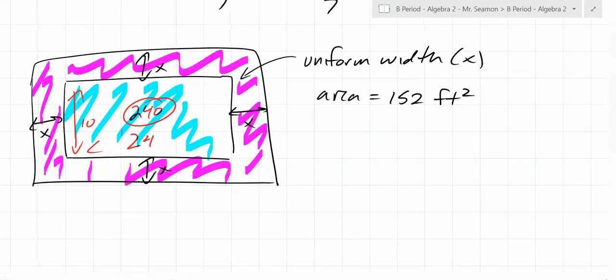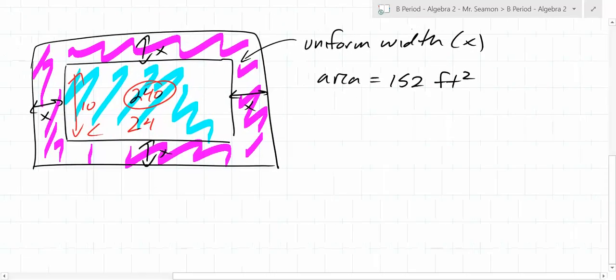So it asks you, what should the width of the walkway be so that the area of the walkway is 152. It's up on the board. So you have to write an equation in terms of x for the area of the walkway. Anybody want to start me off? How do I do that?